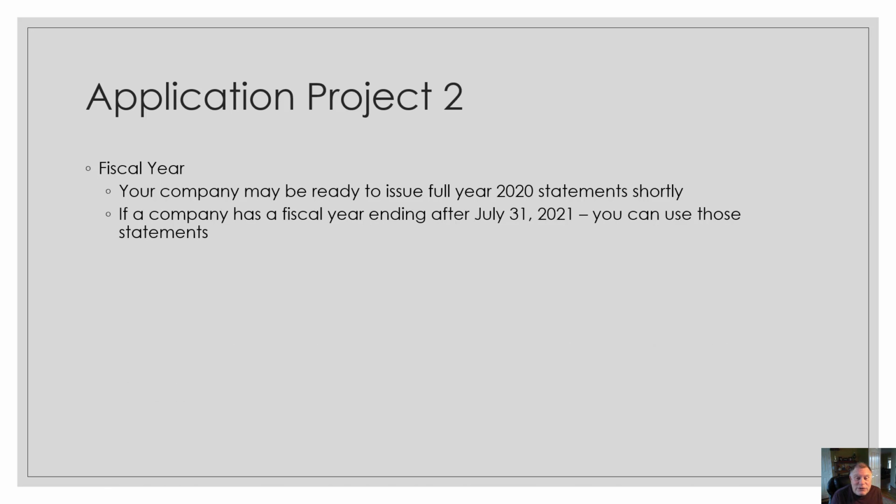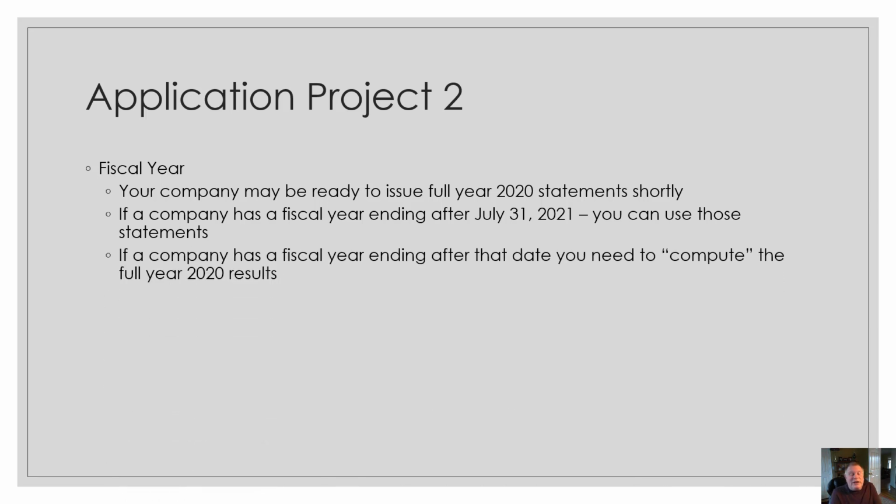Fiscal year, some of you might have companies, including Dick's, that are ready to issue their full year 2020 statements shortly. So they may be a calendar year end or a January year end, and they have produced interim financial statements, say for 9 months. So if your company has a fiscal year ending after July 31st, you can use those statements as is, no adjustments needed. However, if you have a company whose fiscal year ends after that, you need to compute the full year 20 results. So let's just talk on this.